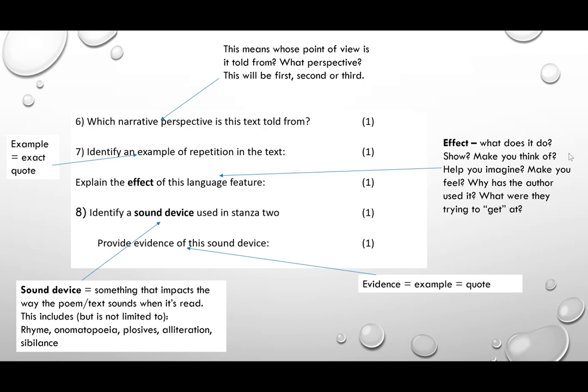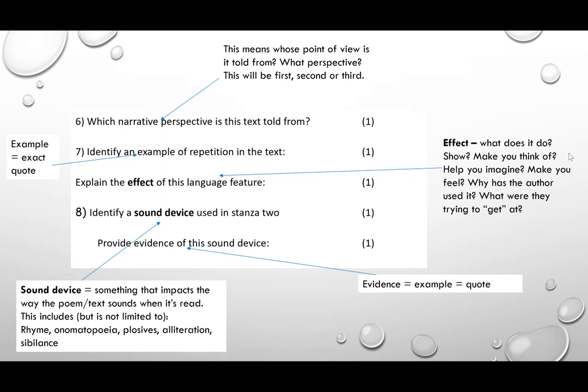An example means an exact quote from the text. So you're going to copy it exactly how it is written in the poem. You might reference the line numbers if you've had to take out some words. And remember, you can use ellipses, which are the 3 dots, if you've taken out a big chunk in the middle of the text. Effect, as I said before, what does it have to show? What does it make you think? What are they trying to get at?